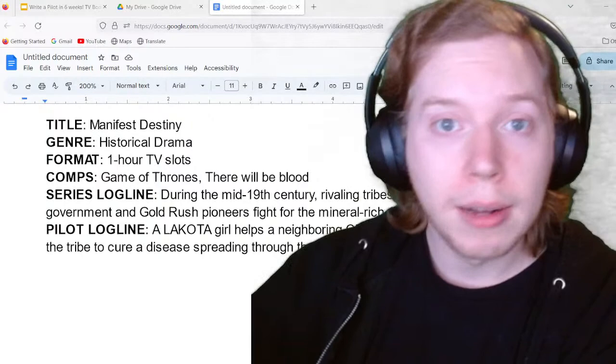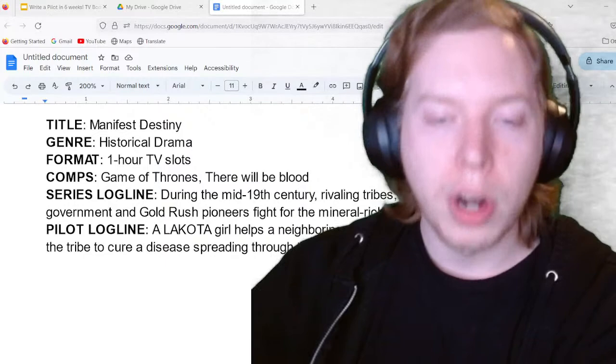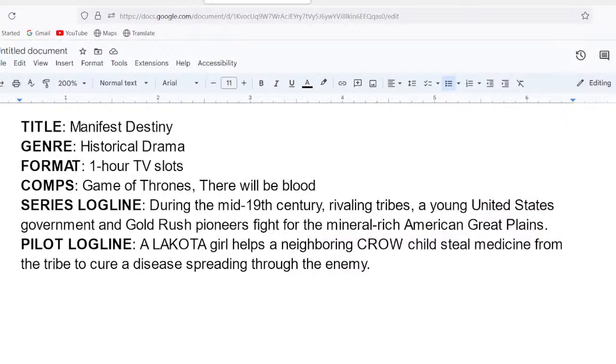She's going to become the liaison between other tribes, and you're going to want to include the settlers or the... Because you mentioned... What did you mention in your series logline? The rivaling tribes, young United States government, and Gold Rush pioneers. That means I expect to see all those things play a big part in the pilot. So you want to probably put her on a trajectory that's going to involve her clashing and colliding with those factions. And her becoming a sort of liaison might be a good way to do that.